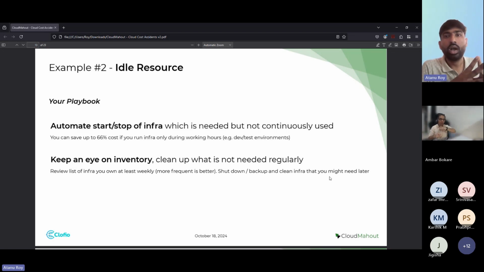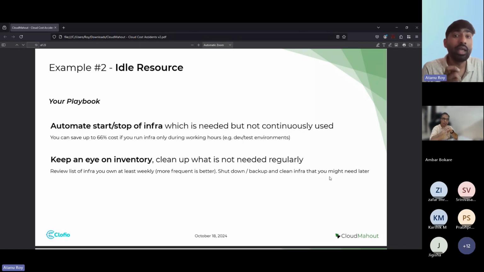Beyond that, for your idle resources which are deprecated, which are not being attended to, make sure to establish a cadence in your practice. We suggest doing this at least once a week. If you can do that more frequently, there is nothing better than that. But make sure to look at your inventory and identify and kill any infrastructure which you are not using, right? So make a habit in your team to build these kinds of regular cost reviews and clean up.